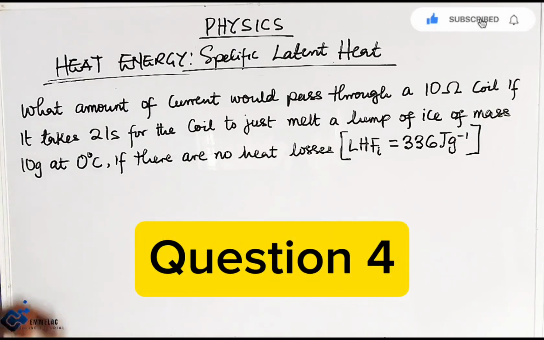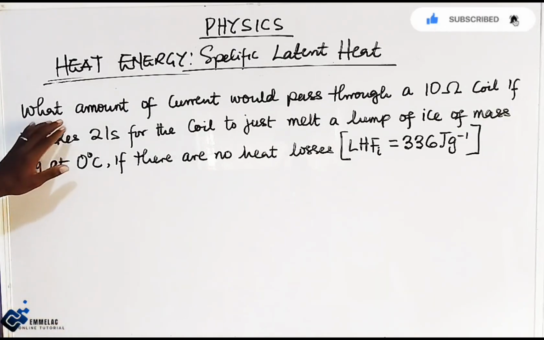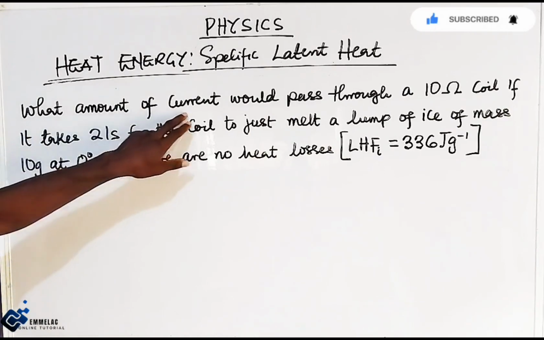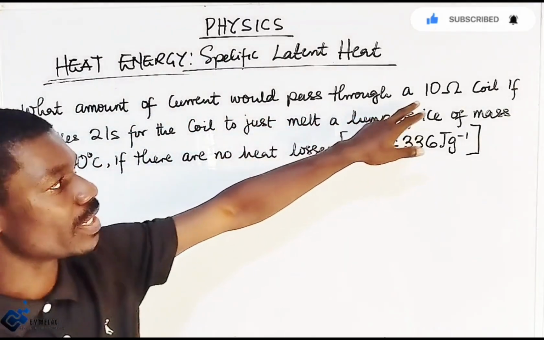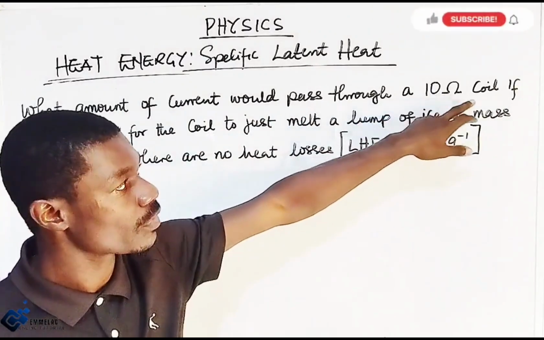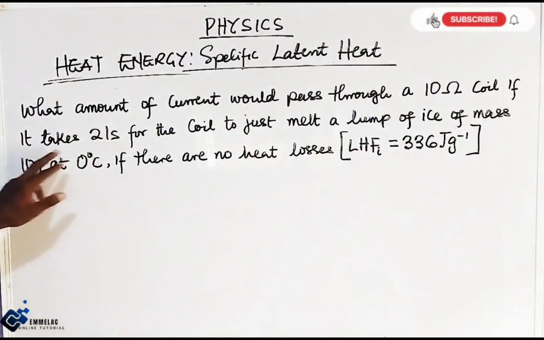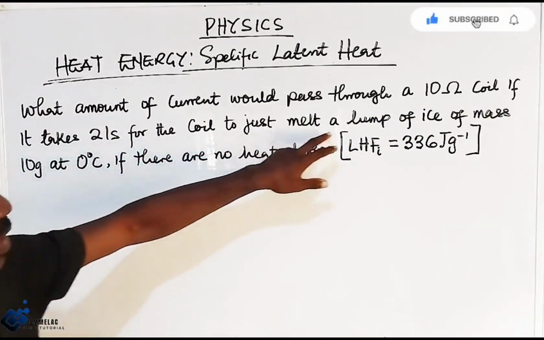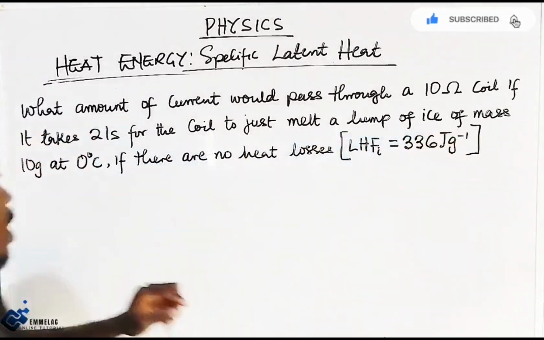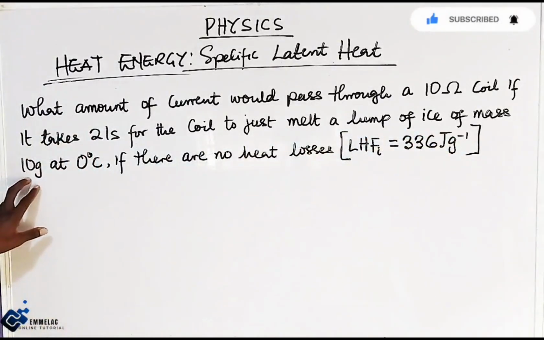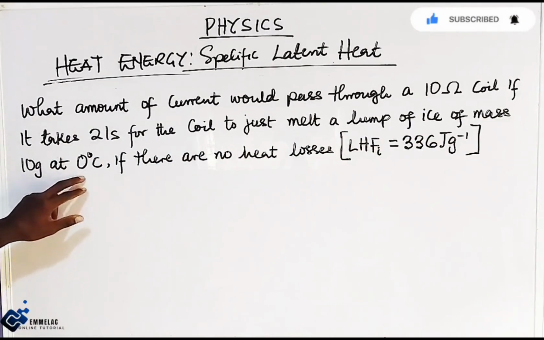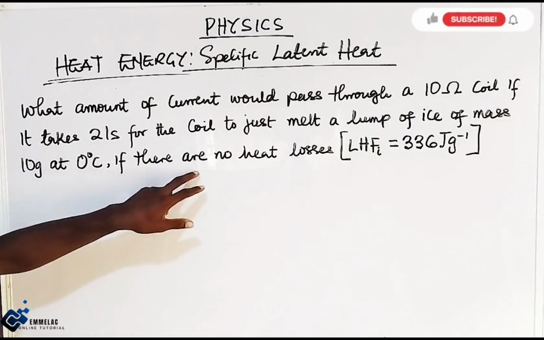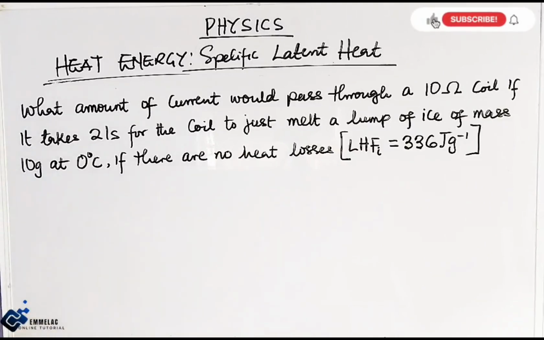Okay, and here the question reads: what amount of current would pass through a 10 ohms coil if it takes 21 seconds for the coil to just melt a lump of ice of mass 10 gram at 0 degrees Celsius, if there are no heat losses?